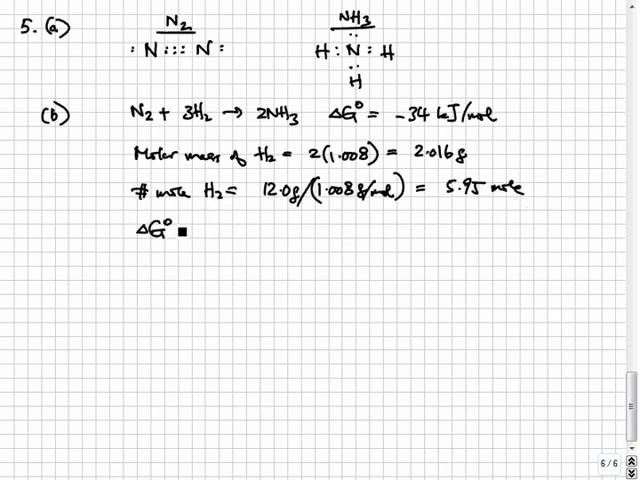Every mole of reaction uses 3 moles of H2, so the delta G0 is the number of moles of H2 divided by 3 multiplied by negative 34 kilojoules equals minus 68 kilojoules.